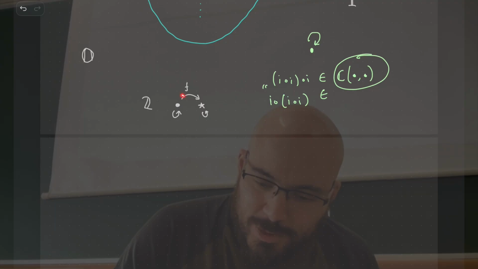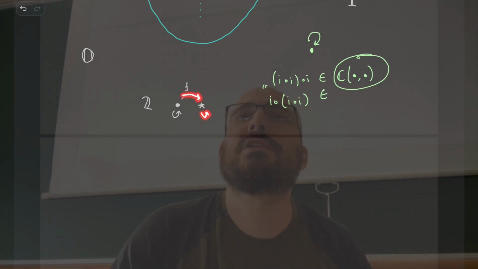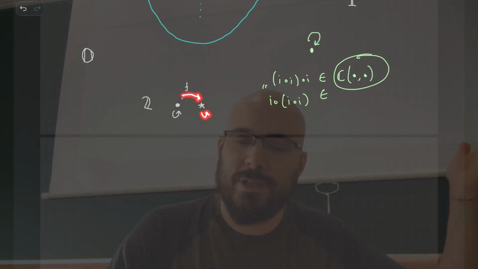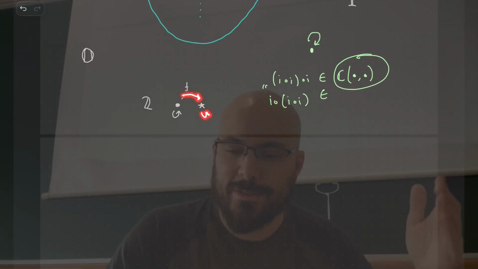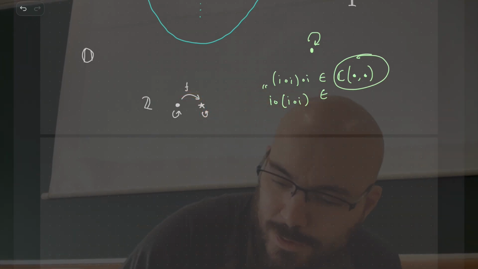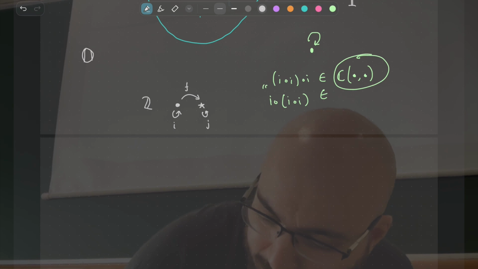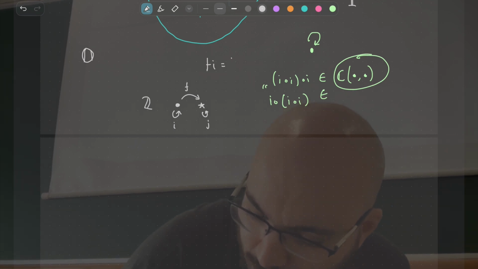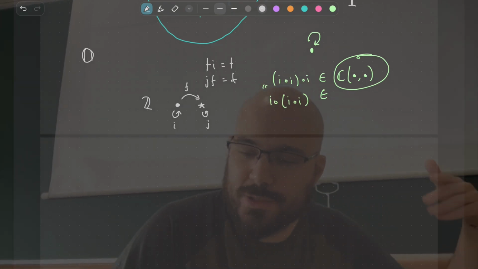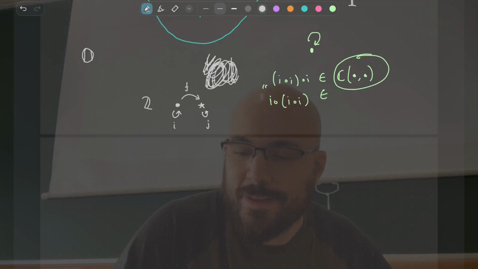And similarly, what is the composition of this and this? It's the only arrow that has the correct source and the correct target. It's F. So if this is I and this is J, I already know that F of I is F, and I know that J of F is F. I know that because there is no space to make any other choice here.